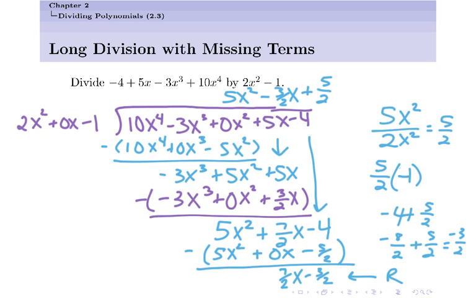So how do I write my final answer? I write my quotient plus my remainder. 7 halves x minus 3 halves over my divisor, 2x squared minus 1.